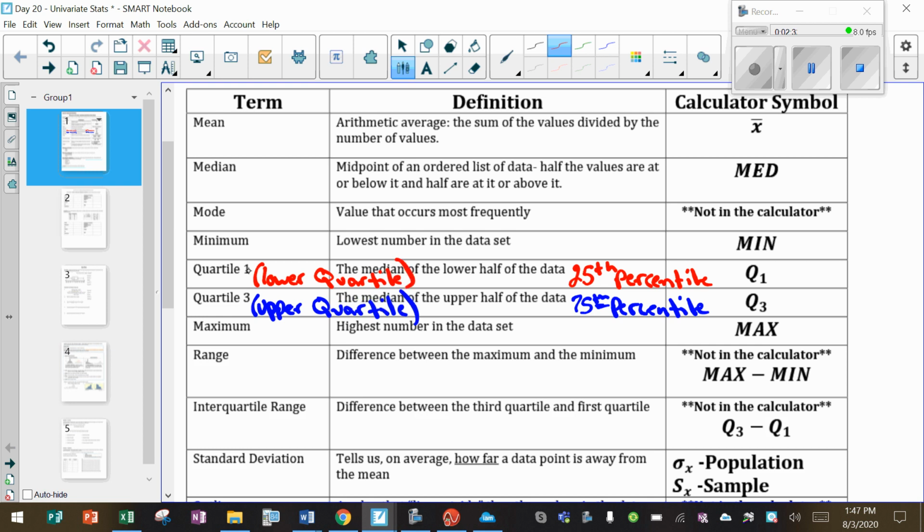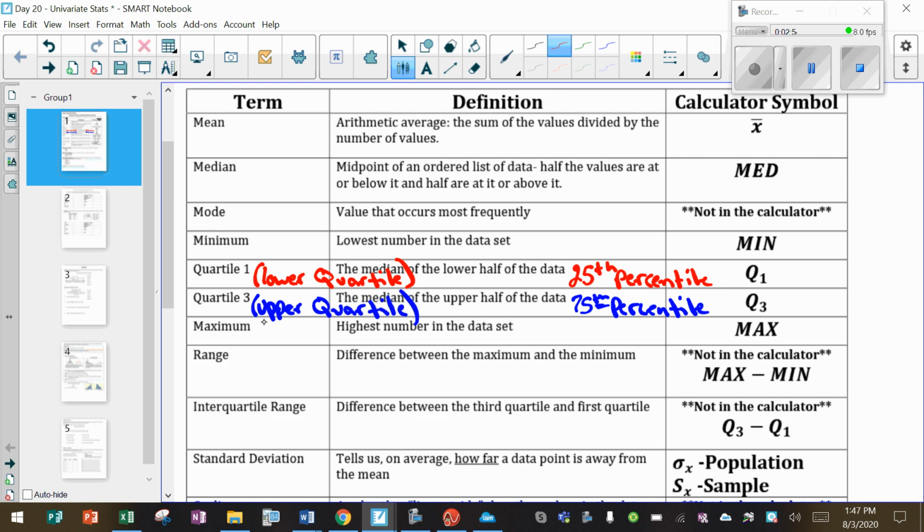So the lower quartile is exactly halfway between the lowest number and the middle number, the median. The upper quartile is exactly halfway between the median and the highest value, which is called the maximum. Makes sense that the maximum number in your list is called the maximum. Lowest number in your list is called the minimum.